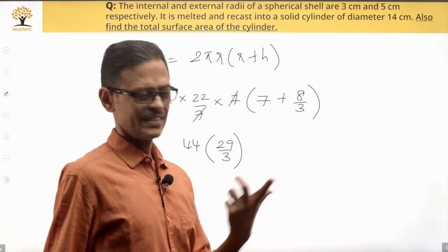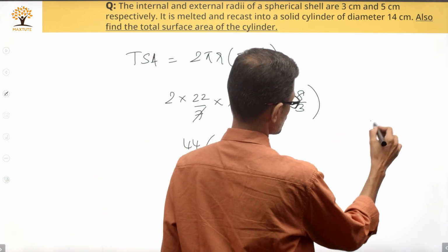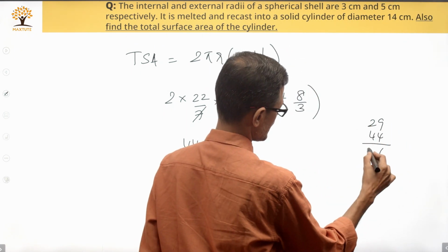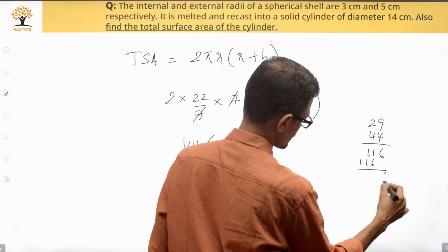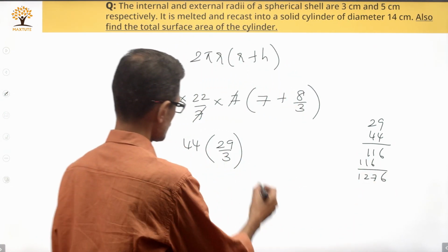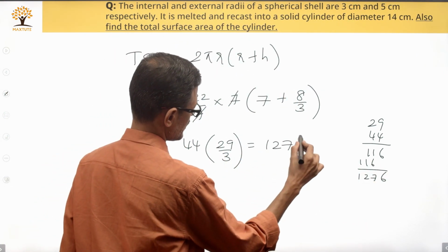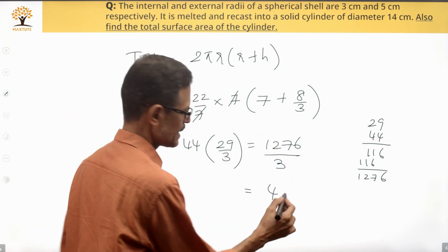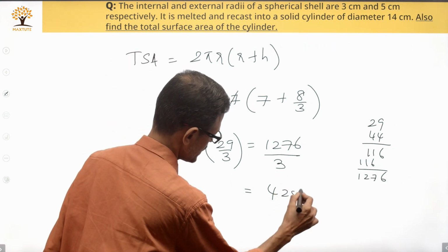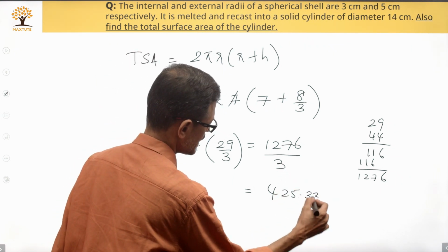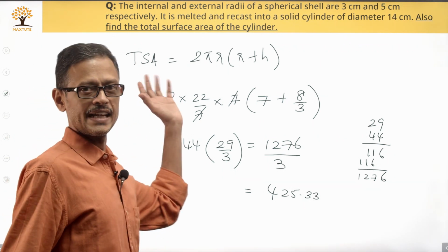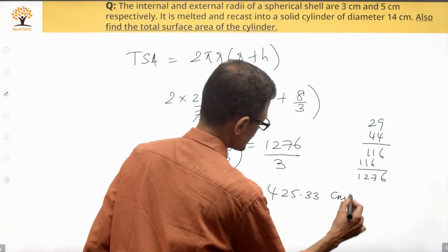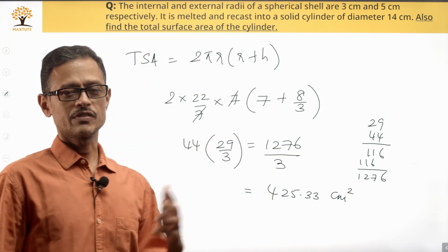44 into 29. Let's do the calculation normally. So this is 29 times 44. This is 36, 3, 8 plus 3, 11. So 116 is what we have, 6, 7, 2, 1. So this is equal to 1276 divided by 3. 1200 by 3 is 400, 75 by 3 is 25. So 425 and 1/3, so 425.33. This is surface area, so it's going to be a square of a unit. What unit? Centimeters. So 425.33 centimeters square is the total surface area of the cylinder.